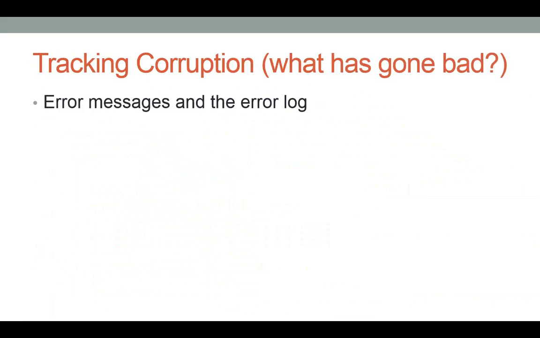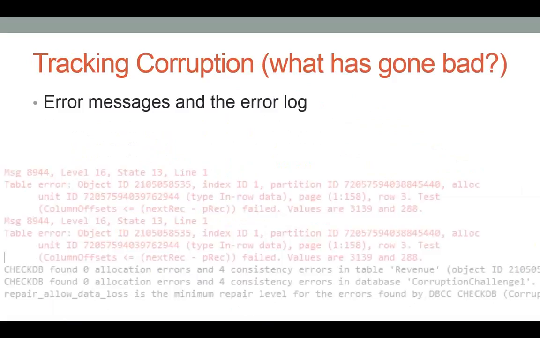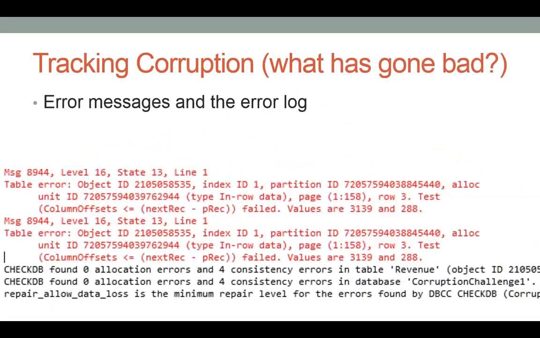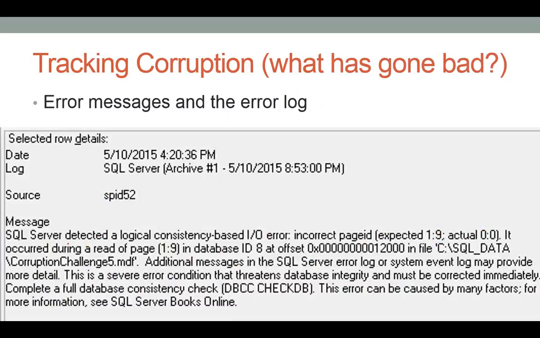So let's take a look at tracking the corruption now that we've found some ways that we can go find it. And we'll go through and try this in just a moment. But one way to track it, when you know you've got corruption or just when you're doing regular maintenance and you want to check on things, is to check the error log. You may have error messages showing up like this when you run a query or DBCC CHECKDB, or you may have events showing up in the error log. So here's an example of something showing up in the error log.